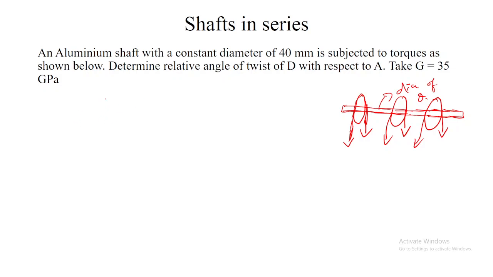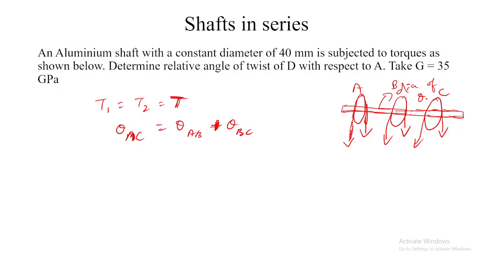For example, T1 equals T2 equals T. Whereas the angle of twist, for example, if this is A, this is B, this is C, then the total angle of twist from A to C will be equal to theta of AB plus theta of BC. Is it fine?